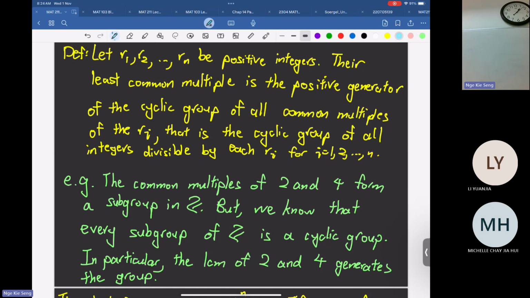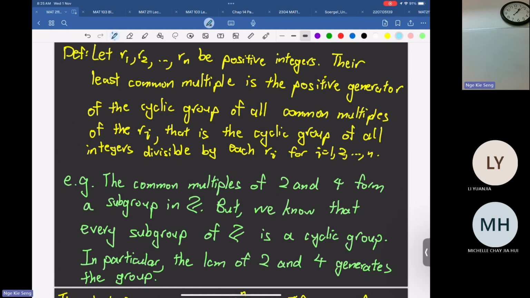What are the negative values of the common multiple? 4, minus 4, minus 8, minus 16, minus 20, and so on. Okay, who generates this group? This is a subgroup of Z. We show that every subgroup of Z is cyclic.